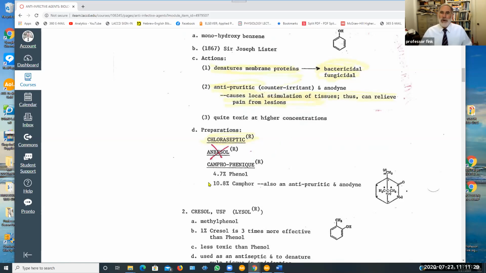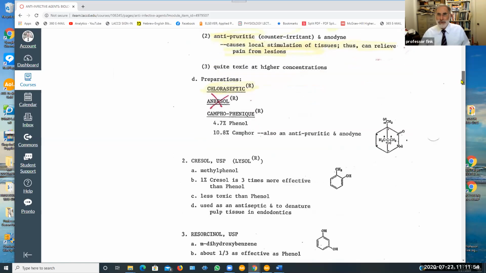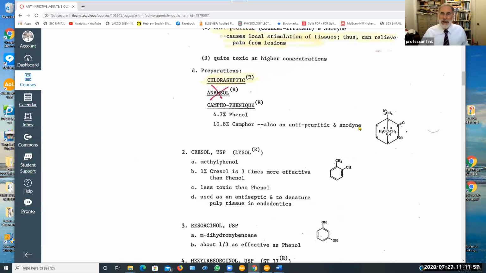Some other products that contain phenol, which is effective as an antiseptic, is chloraseptic mouthwash or spray, which you take when you have a sore throat. And again, you become aware of the taste of chloraseptic or phenol and less aware of the cold sore or the sore throat that you have. Ambisol no longer has a phenol in it. It used to, but we'll get to Ambisol.